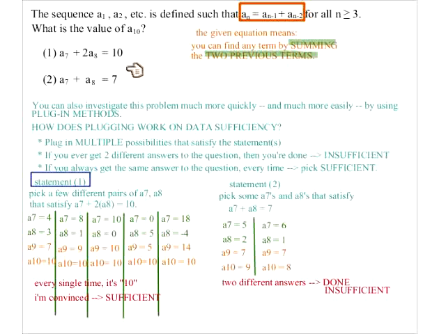Okay. How about that? All right. Now, let's look at a different kind of sequence problem. A couple of you are typing things.